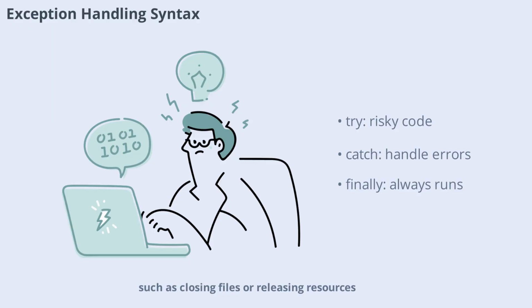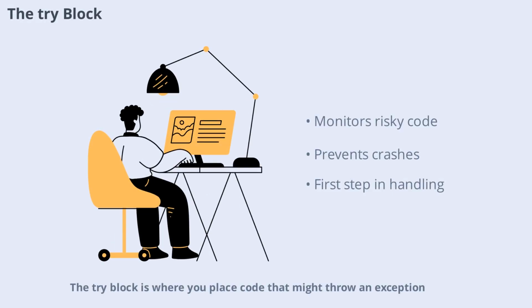releasing resources. The try block is where you place code that might throw an exception. Only the code inside the try block is monitored for exceptions. For example, if you're performing a division operation that could potentially divide by zero, you'd put that code inside a try block. This way, if something goes wrong, the program can catch and handle the error instead of crashing. Think of the try block as a safety net for risky operations.